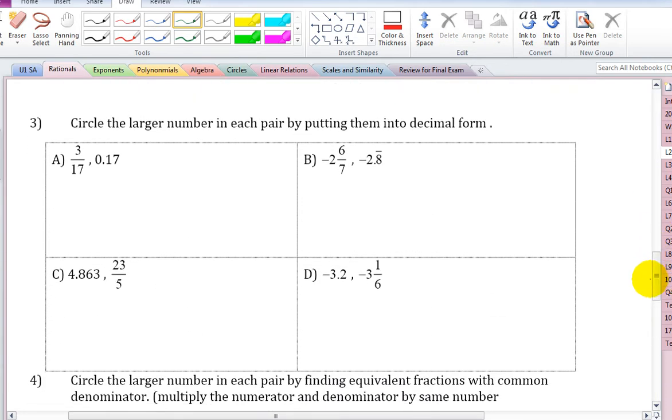So, circle the larger number in each pair by putting them into decimal form. So put them into decimal form, circle the larger number. Please write the decimal form down below. Go.